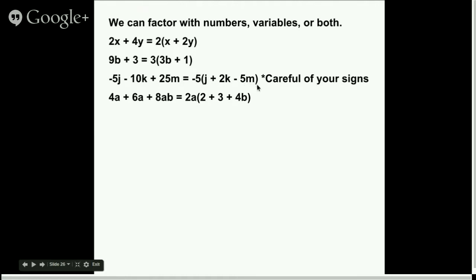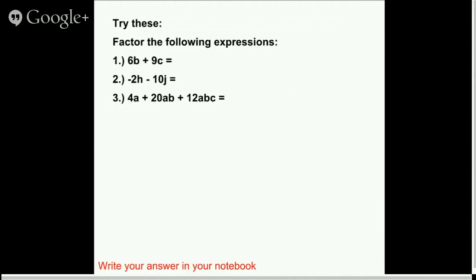Both are correct. All right, here they all have an a in them and a number, so I can pull out the 2 and the a and make this a little simpler. So it'd be 5 plus 4b. All right, try these on your own. Write your answer in your notebook. Go ahead and pause it.